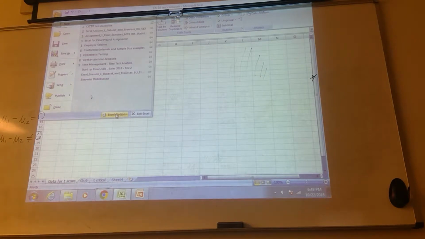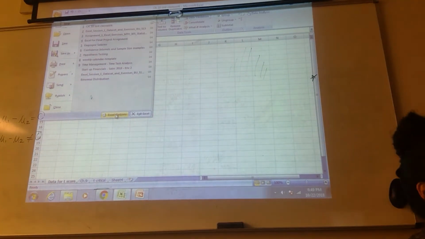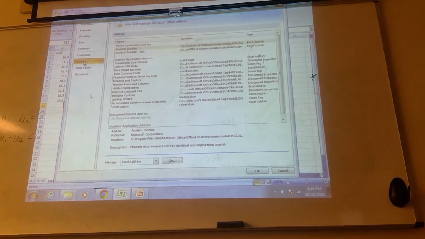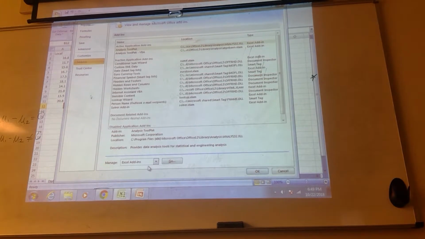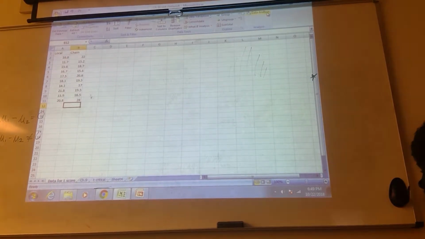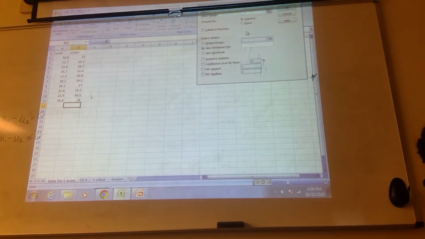But for those of you, if this is your first time using Excel, you're going to come here to Excel options and go to add-ins and, on the bottom, go to Go here. And you want to just add the Analysis ToolPak. And that's what you kind of need here. So we're going to go to data analysis, descriptive statistics, and hit OK.